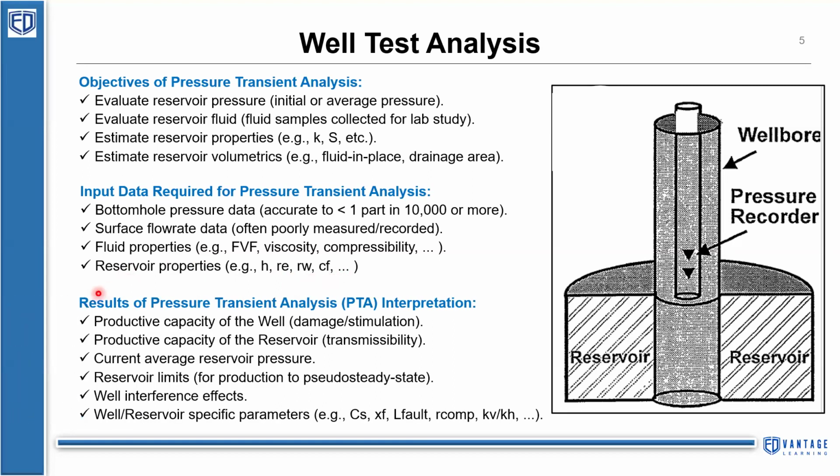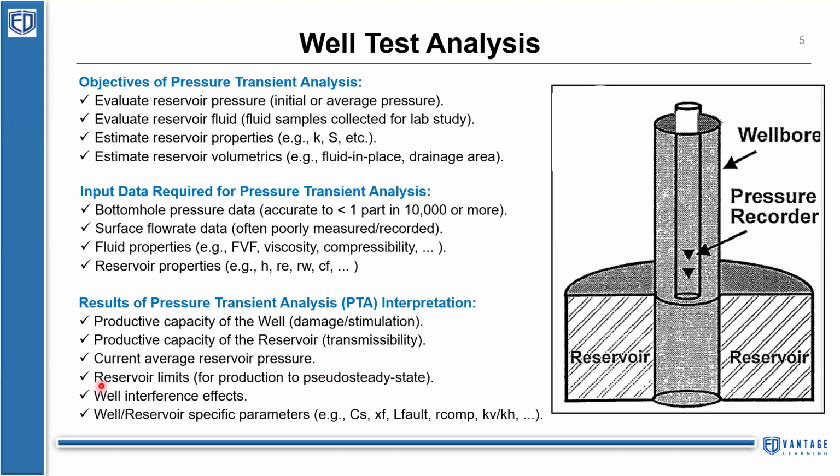So the results of PTA would include the capacity of the well in terms of production, characterized by damage or stimulation, whether the skin factor is positive or negative. The capacity of the reservoir in terms of transmissibility, because this PTA also serves as an input in reservoir simulation, where we discretize the entire reservoir into distinctive grids, and the transmissibility term plays a very important role. Also, we can find the current average reservoir pressure. That pressure is declining with time, so we generally do the SBHP survey, the static bottom hole pressure survey, once in 6 months to find out how our pressure is declining with time.